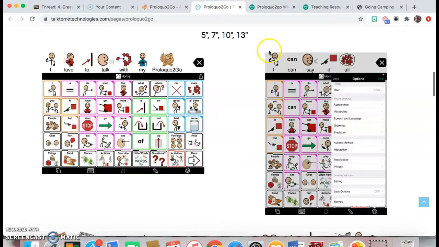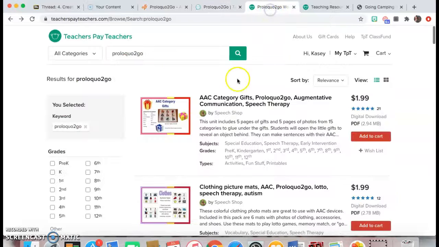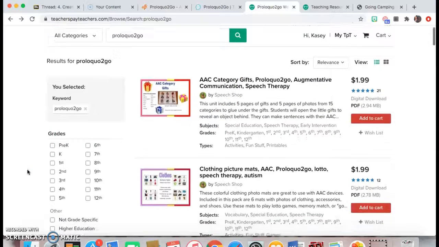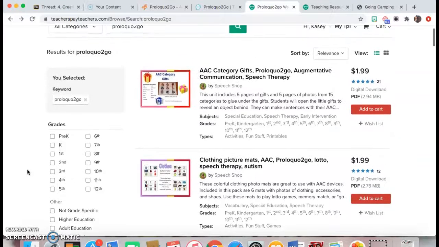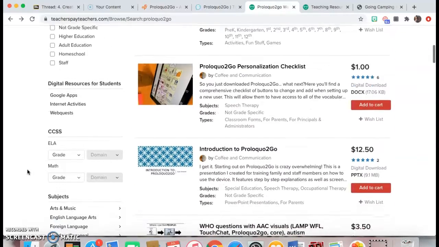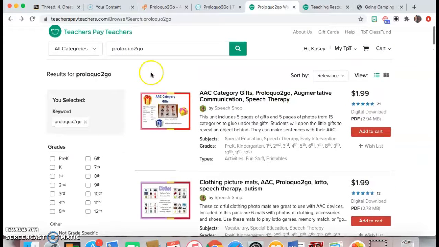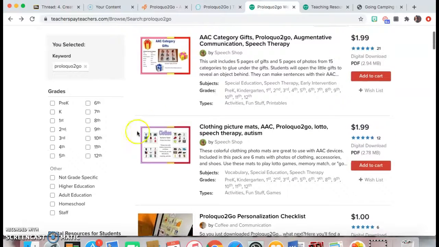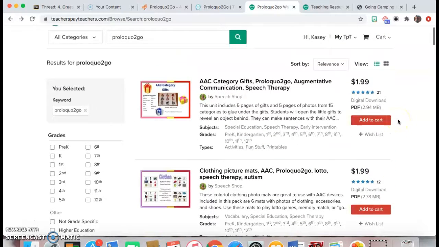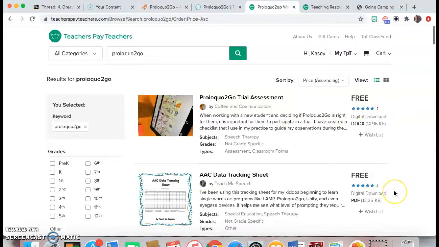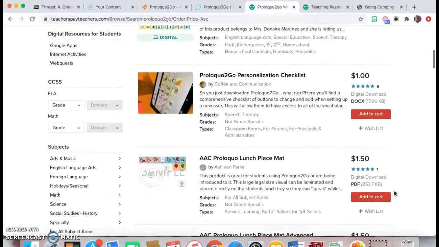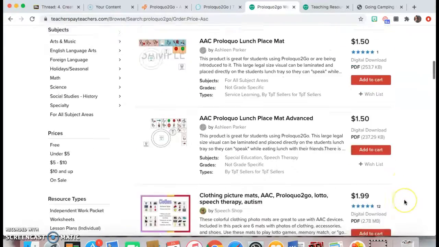What's nice is Teachers Pay Teachers, which is a very well-known resource site, has a ton of different resources that you can use. So I know a lot of the lessons that I would be using would be short stories. So I could easily go to Teachers Pay Teachers and I can physically look up Proloquo to Go lessons, and then I can pull up anything they give you. So if you're willing to pay, the prices usually aren't that bad, but you can also go to Ascending. That way it's the free stuff first. And still, you're going to find great things.